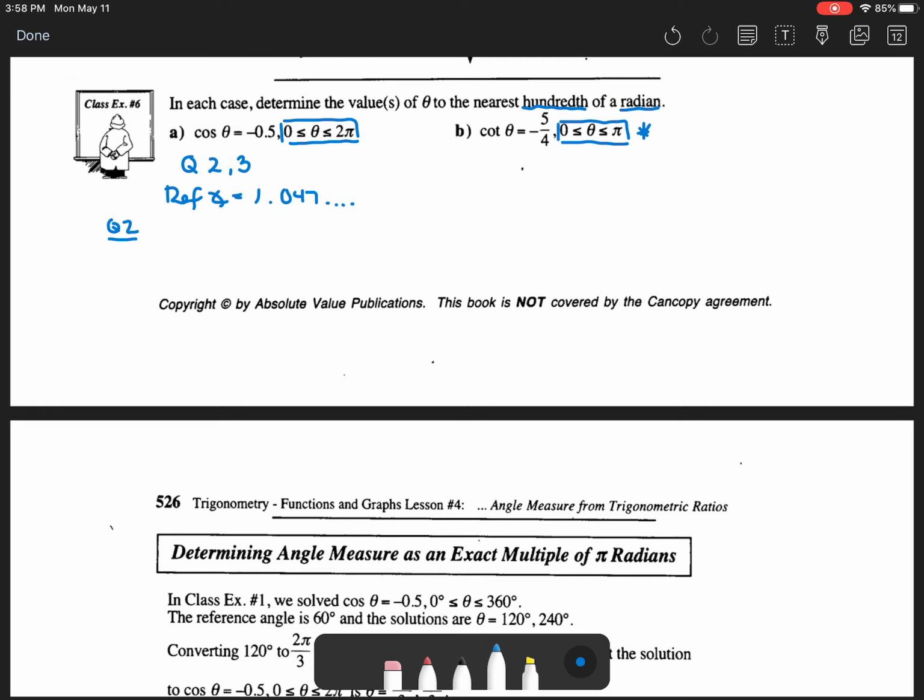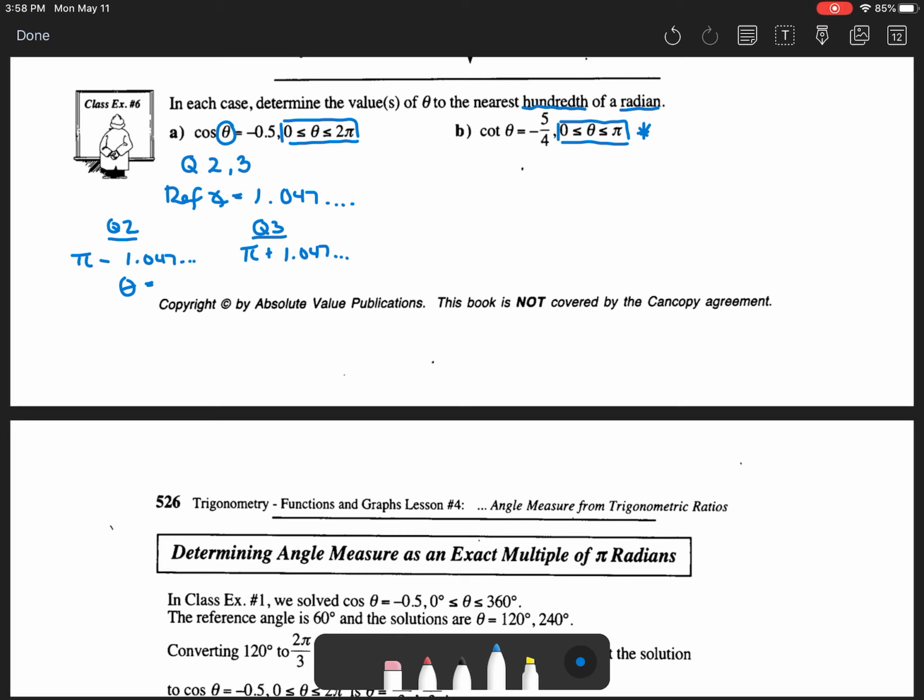Well, in quadrant 2, in degrees, it would be 180 degrees minus the reference angle. So in quadrant 2 in radians, it's going to be pi minus your reference angle, so the 1.047, etc. And when I go into quadrant 3, which is normally 180 degrees plus, it's going to be pi plus your reference angle. So same expressions, just radian measure versus degree measure.